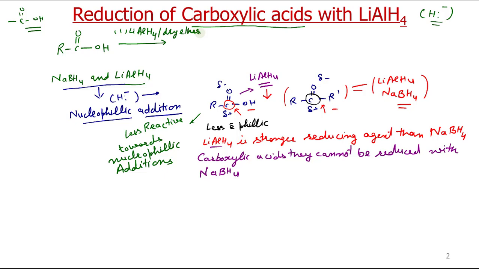Dry ether means ether that is pure, free from any moisture. In the second step, we do the acidic hydrolysis, or we add some protic solvent. So the product will be primary alcohols, RCH2OH. So primary alcohols will be produced when we reduce carboxylic acids with lithium aluminum hydride.